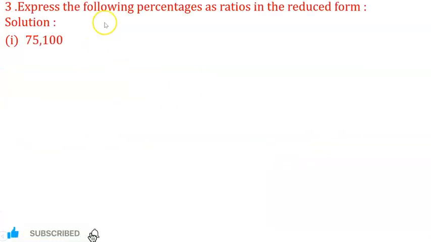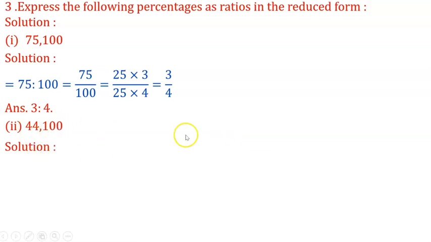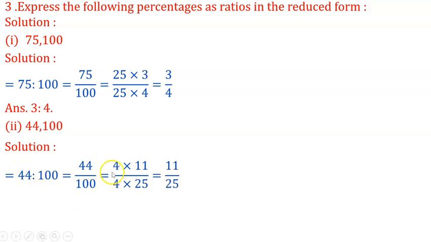Now next example, express the following percentages as a ratio in reduced form. First is 75 percent. Okay, 75 as to 100 is equal to 75 upon 100. 75 means what? 25 into 3. 100 means what? 25 into 4. Here 25 gets cancelled, you will get here 3/4. The required ratio is 3/4. Next, 44 percent. Okay, therefore 44 upon 100 is equal to 4 into 11 upon 4 into 25. 4 gets cancelled, you will get here 11 upon 25. Therefore the required ratio is 11 as to 25.